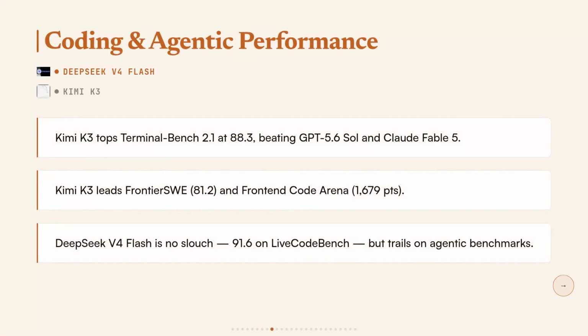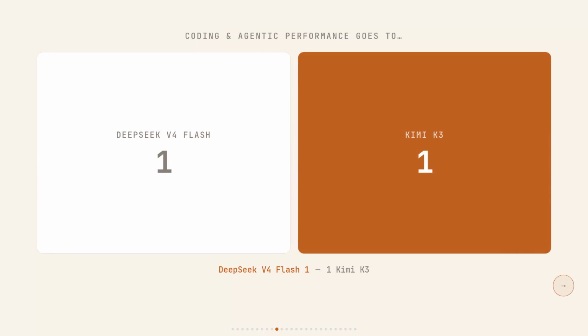Now, Flash's 91.6 on LiveCodeBench is genuinely strong, and SWE-bench Verified at 79.0 is nothing to dismiss. The gap is real, but not a blowout on every single metric. Still, when you need an answer fast on the hardest multi-step agentic work, Kimi K3 is the one sitting at the top of the leaderboard, and that's the decisive call here. Kimi K3 takes coding and agentic performance.